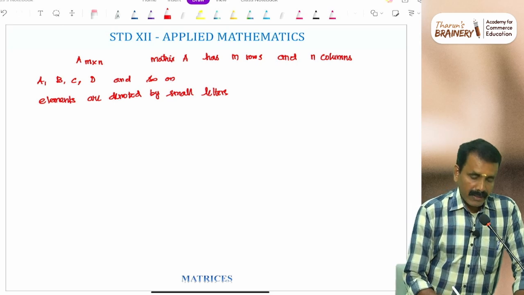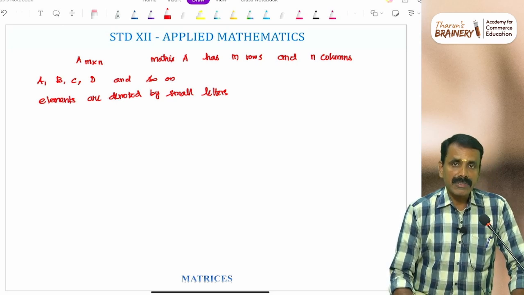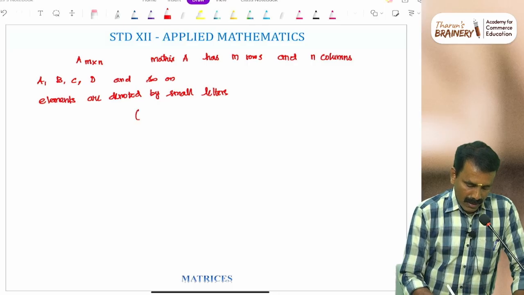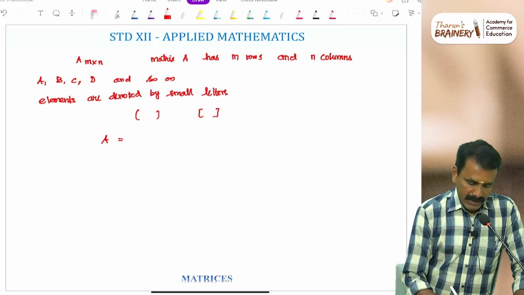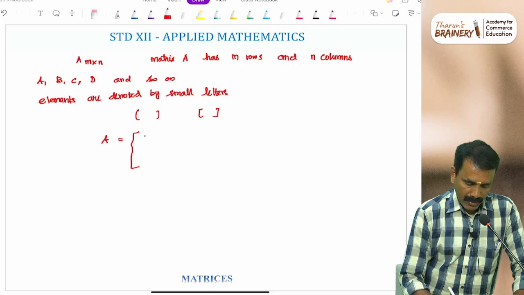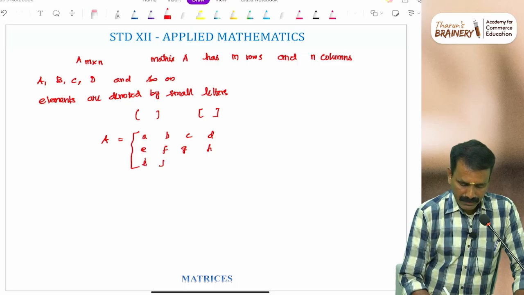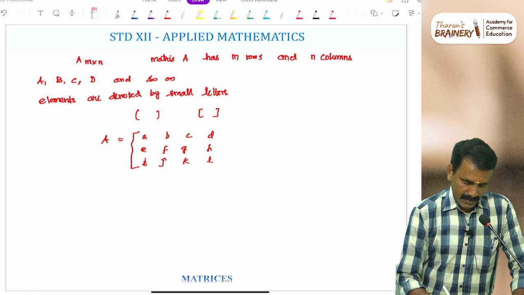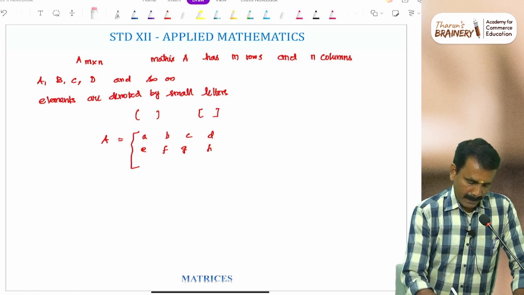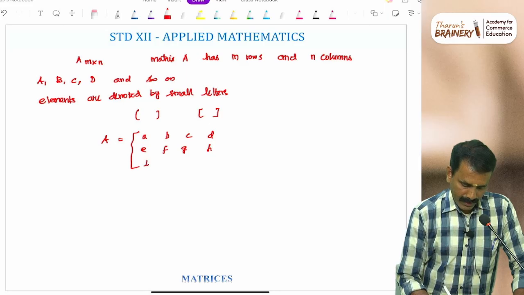And elements are enclosed within parentheses. That parenthesis can be an ordinary bracket or a square bracket. So, the general structure of a matrix will be A is equal to a, b, c, d, e, f, g, h, i, j, k, l.